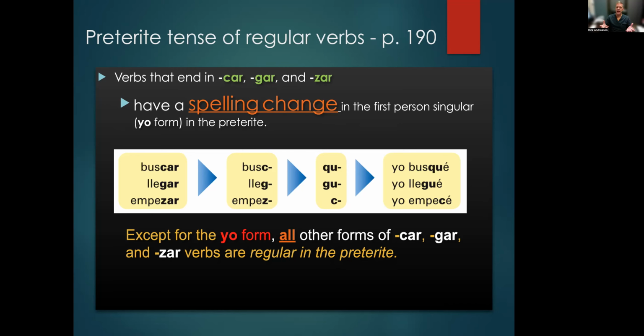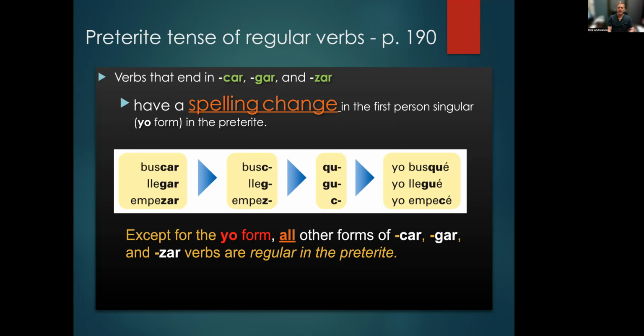And the last one is empezar. The reason this happens is because you probably heard in some countries, in some parts of Spain, they speak with the theta. So in order to make that be written the same way it's pronounced, that Z changes to a C in the first person singular. So those are all spelling differences to make the words be pronounced the same way.